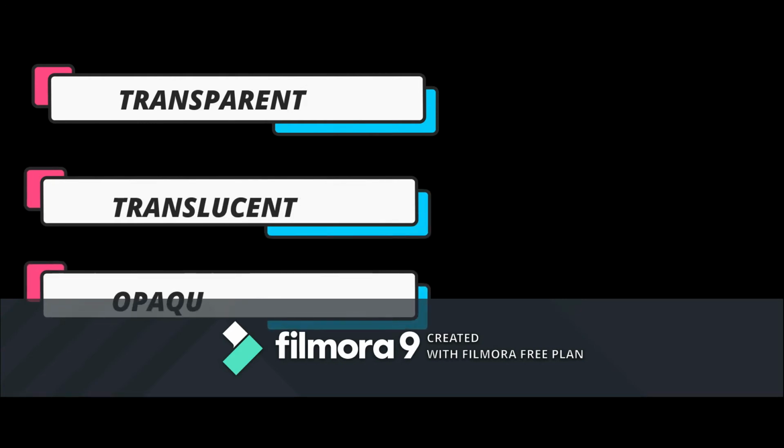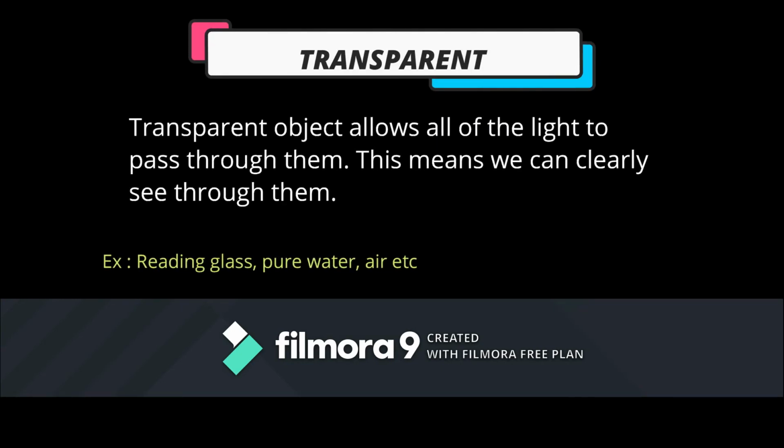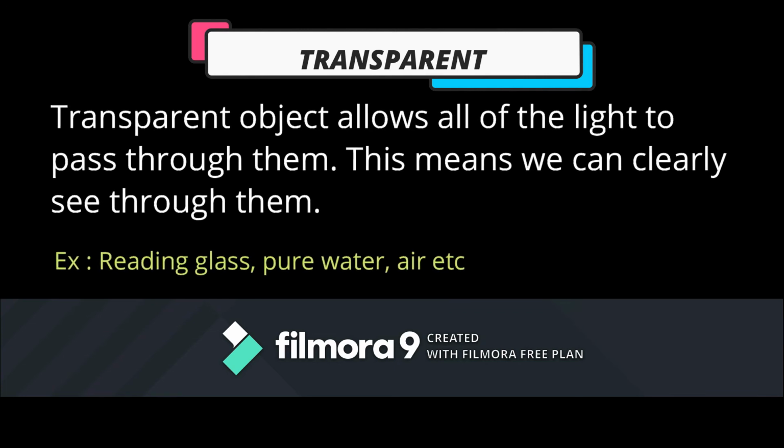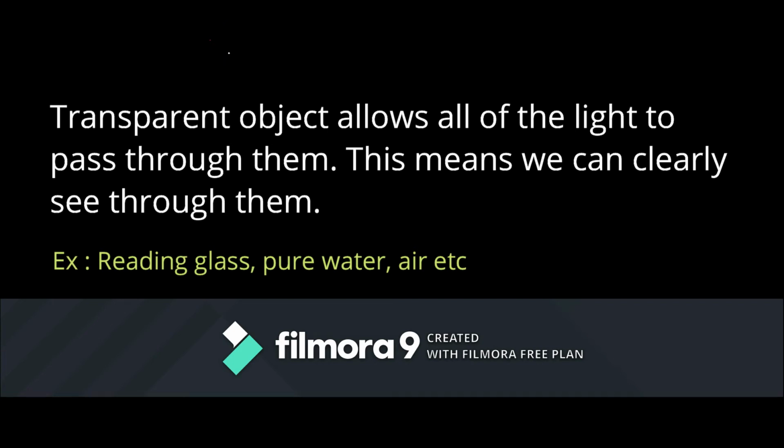Now we learn some important terms like transparent, translucent and opaque objects. Number 1, transparent. What are transparent objects? Transparent objects allow all of the light to pass through them. This means we can clearly see through them. Example: reading glass, pure water, air, etc.